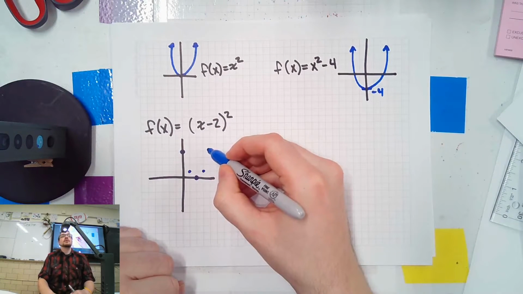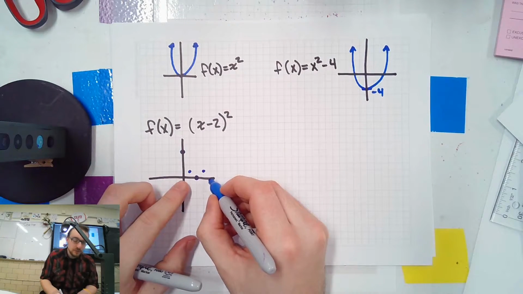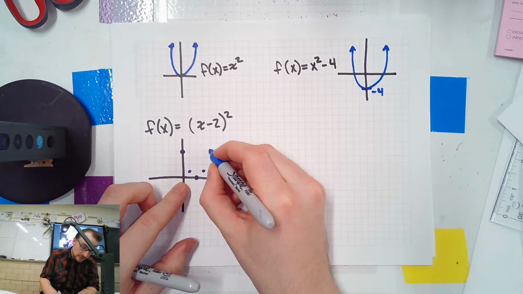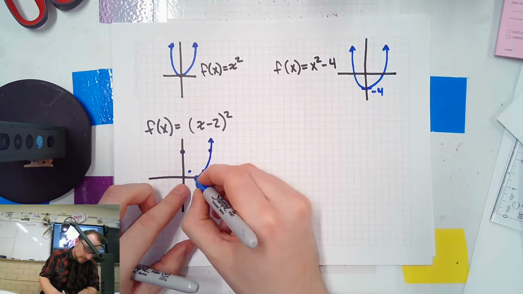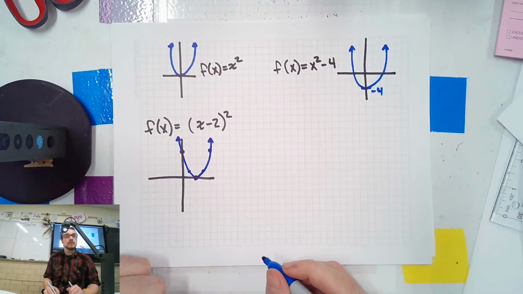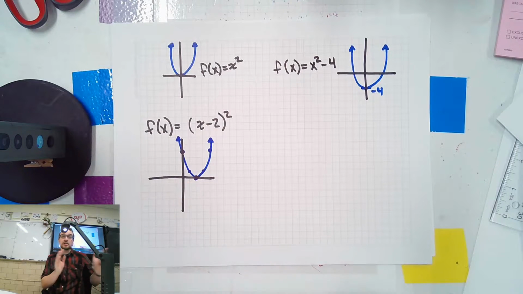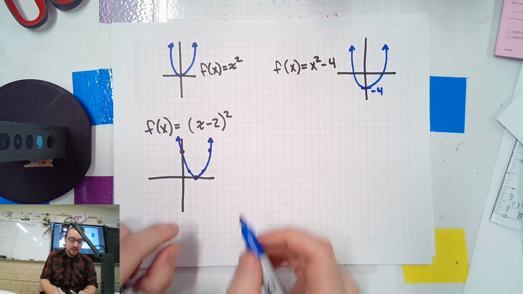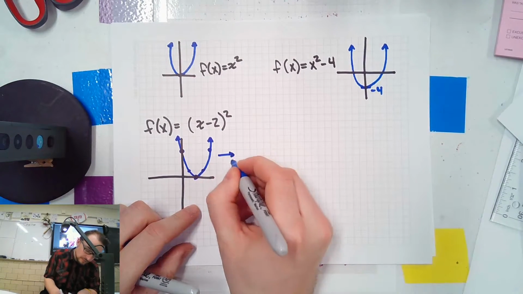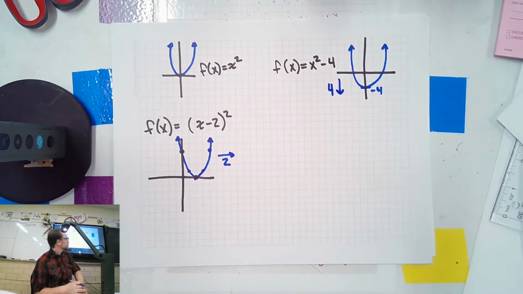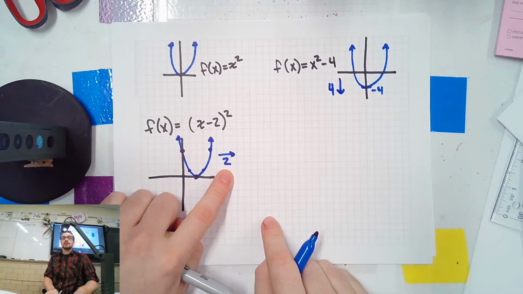Ooh, look, it's starting to go back up. What happens when we plug in 4? 4 minus 2 is 2. Square it. 4. So look what we get. We get that curvy thing. We get a parabola. But what happened? Everything shifted over. Where? 2 to the right. So this shifts everything over 2 to the right, whereas the other one shifted everything 4 down. I see. So a negative inside here shifts it to the right.